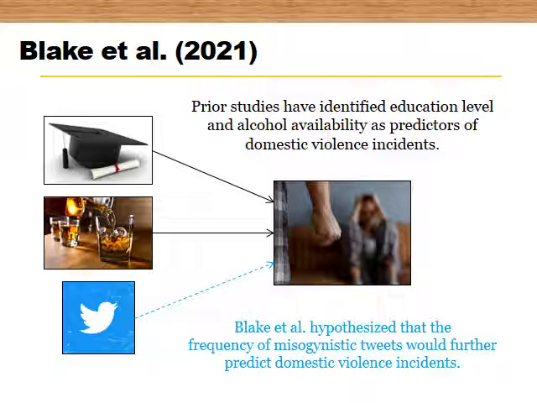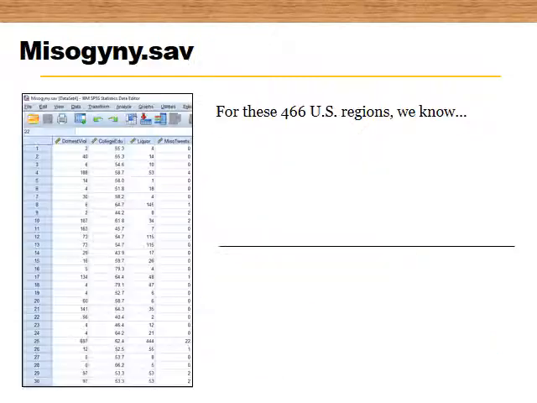They obtained literally millions of tweets, publicly available Twitter data, and for various regions around the United States, they calculated, as we'll see on the next slide, the percentage of people who have a college degree in that area, the number of liquor stores that exist in that area, and the number of geotagged misogynistic tweets that were sent by people from that area. As you can probably tell, we're setting up for a hierarchical regression here to see whether the model with 3 predictors, including misogynistic tweets, predicts the number of domestic violence incidents better than just the other 2 predictors without the tweets variable.